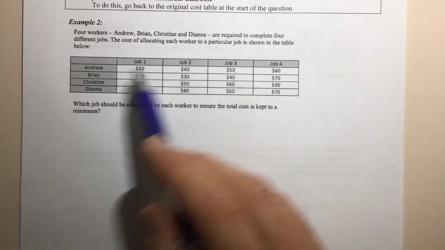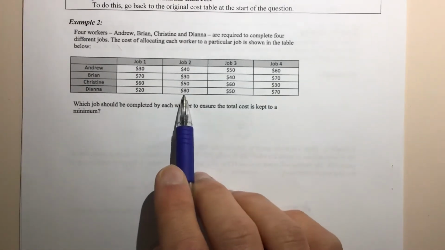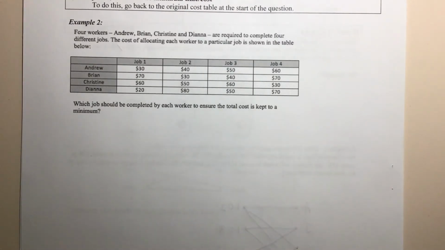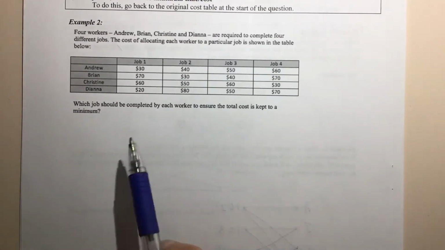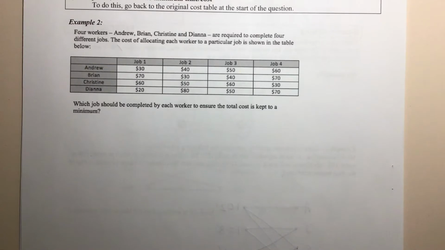So this table's showing the cost of each person doing a job. To pick another number, it'll cost $80 if we get Diana to do job 2, just so we know how we're interpreting this. Essentially the idea is that we're just going to give each person one job, okay? But we want to pick it so that we get the minimum possible cost.